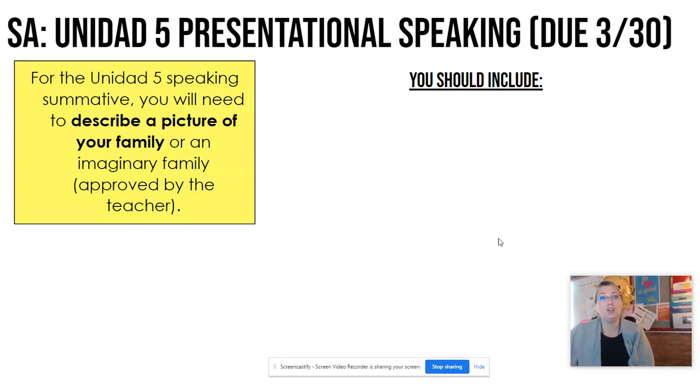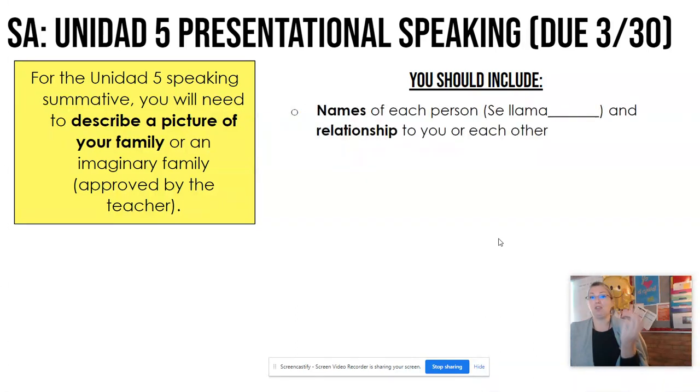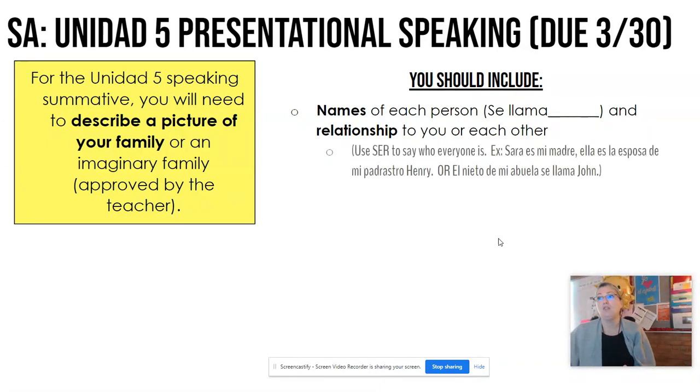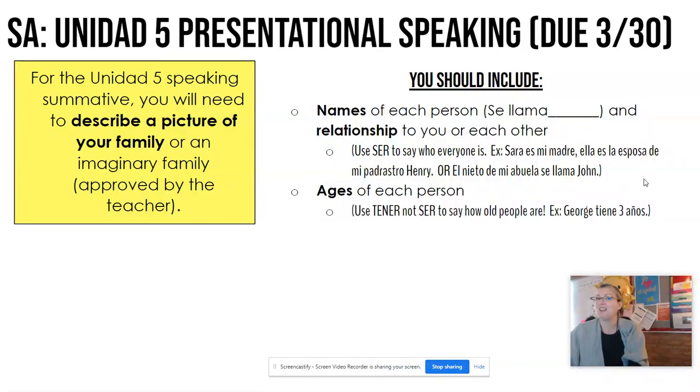Because what you're going to do while you're talking about this picture is you need to tell me the names of all the different people, right? Remember to use se llama George. His name is George. And then explain their relationship to you or each other. So I could say, for example, Sara es mi madre, ella es la esposa de mi padrastro Henry. Or I could say, el nieto de mi abuela se llama John. Right? So we have different options there. Then you have to say the ages of each person. Remember, it's not es 15 años, it's tiene. Tiene. Got to use forms of tener.